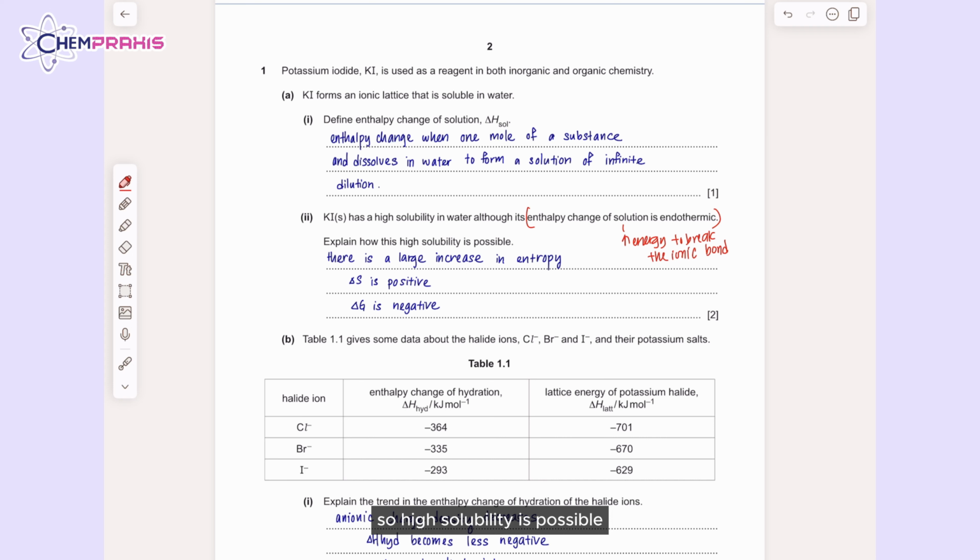So, why is high solubility possible? Because maybe there is a large increase in entropy, so the delta S is positive, and your Gibbs free energy is negative. Because for reactions, whether it can happen or not does not only depend on enthalpy change, but it also depends on entropy and also temperature.